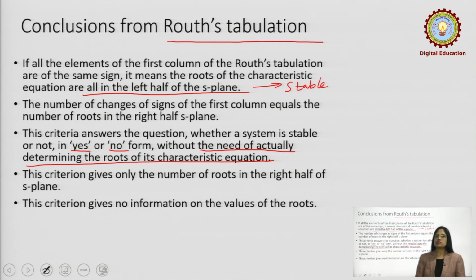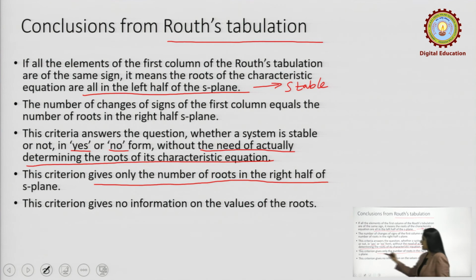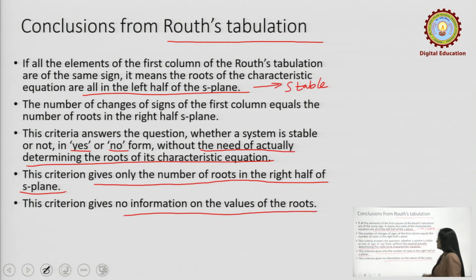However, in this method we do not determine the roots of the characteristic equation. We simply find out whether the system is stable or not without actually knowing the values. So, this criterion gives only the number of roots in the right half of the S plane. We also know how many roots are lying there, but no information on the values of the roots is obtained.